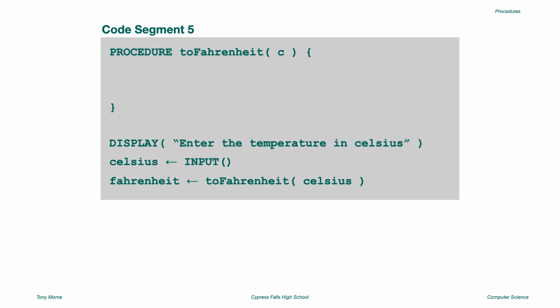the parameters. The first thing we want to do is apply the formula to convert that temperature from Celsius to Fahrenheit. We're going to store that value in a variable called f. Then we're going to return that value from the procedure.